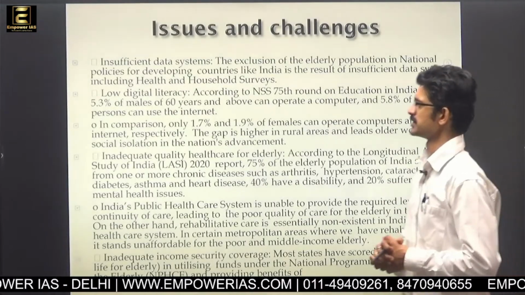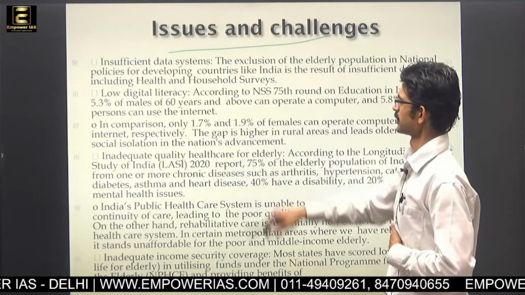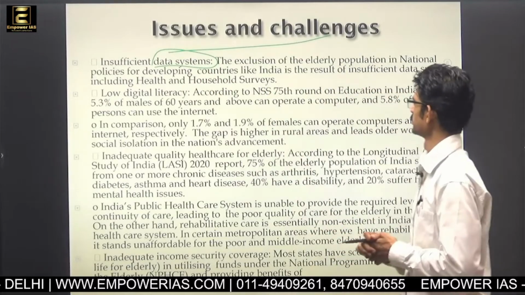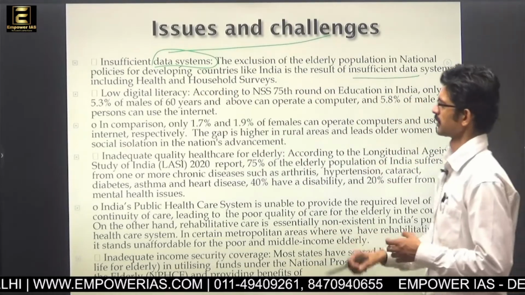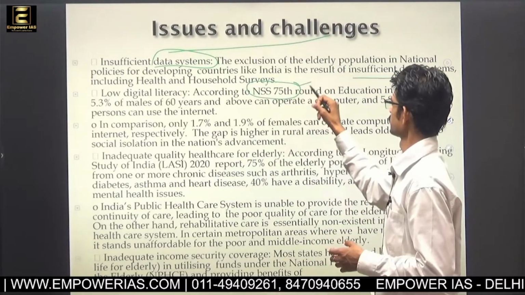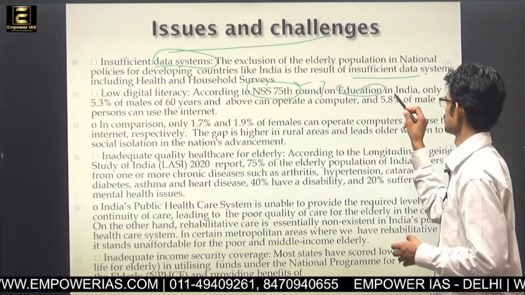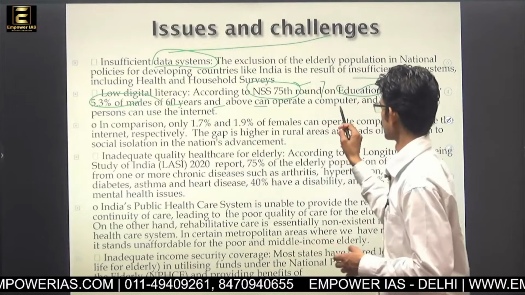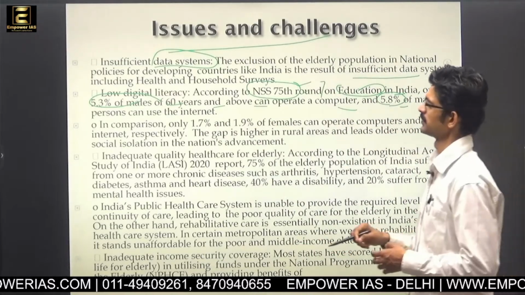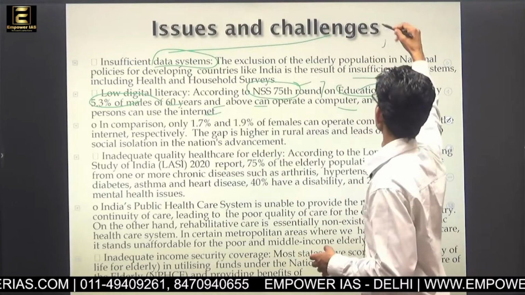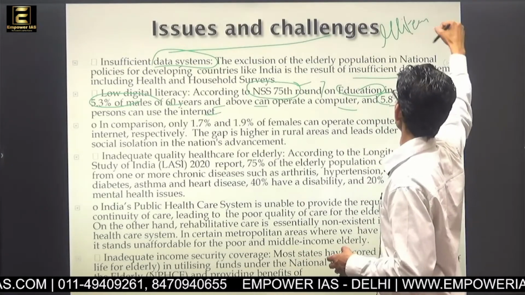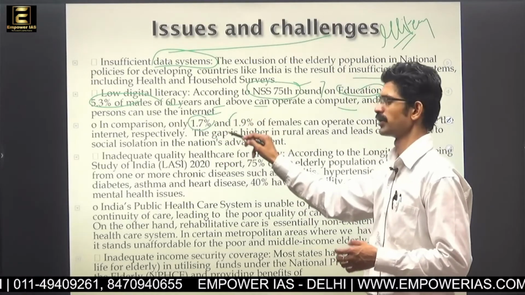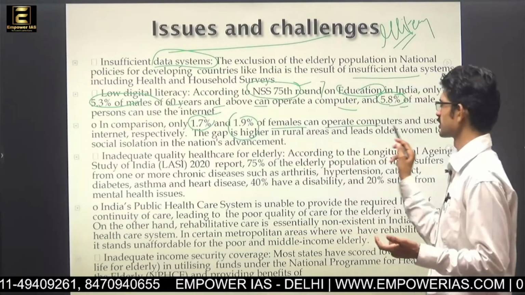Now what are the issues and challenges? There is a reduction in the data system, insufficient data is projected. So insufficiency in data again leads to the NSS 75th round on education in India. Only 5.3% of males of 60 years and above can operate a computer, and 5.8% of people can use the internet. So then again a problem of illiteracy, अशिक्षा से ये सारी समस्याएं आ रही हैं. Only 1.7% and 1.9% of females can operate computers.